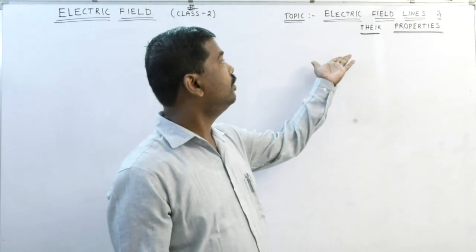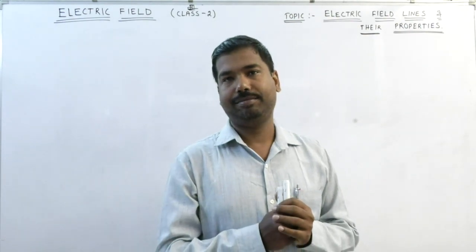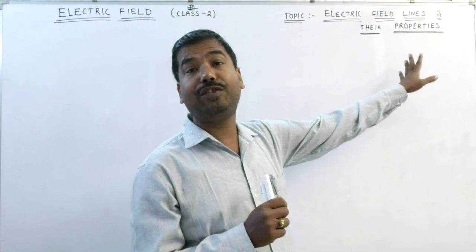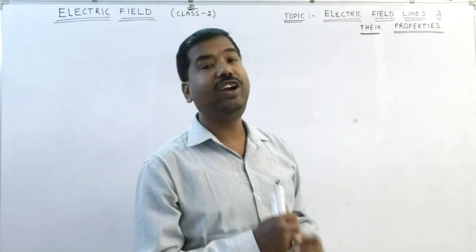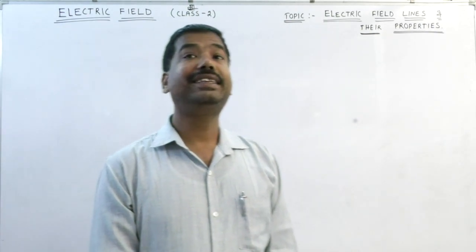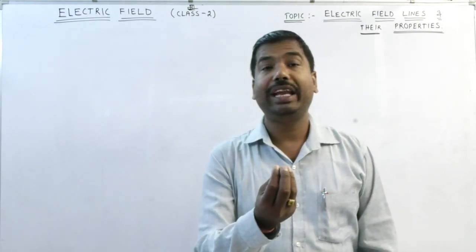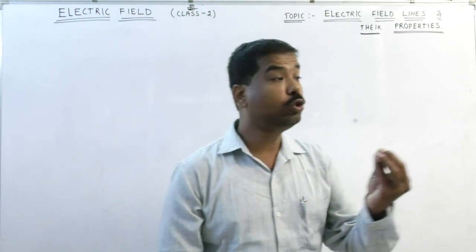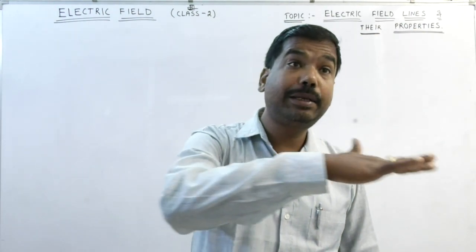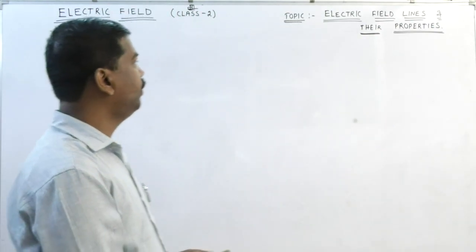So electric fields are represented by a set of imaginary lines. That is a completely hypothetical concept. It is represented by a set of imaginary lines known as electric field lines, or otherwise also called electric lines of force. Now, what is electric lines of force? When an isolated positive charge is urged to move freely, the path traced by the charge is called electric lines of force or electric field lines.